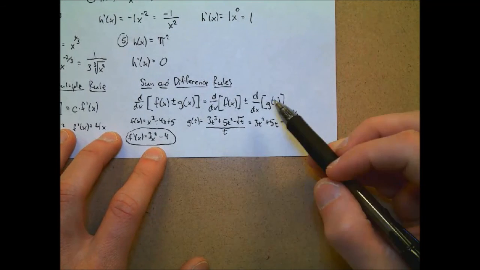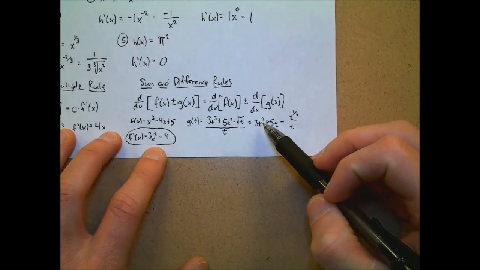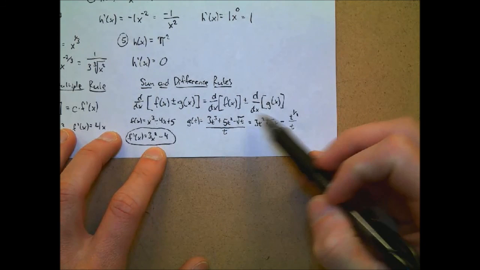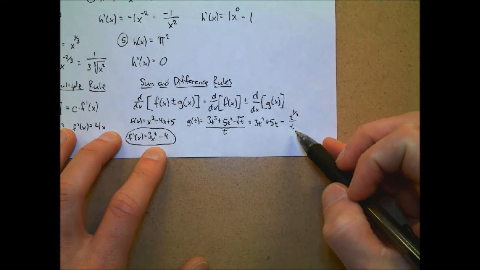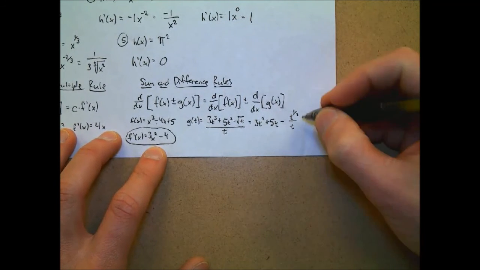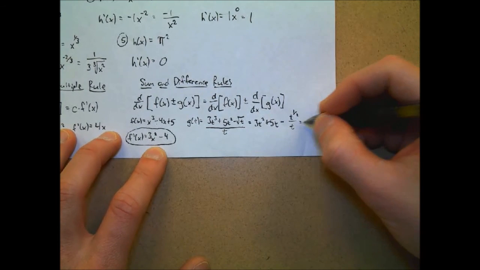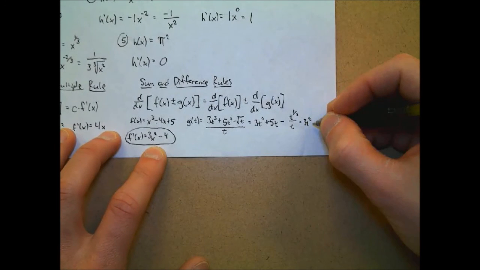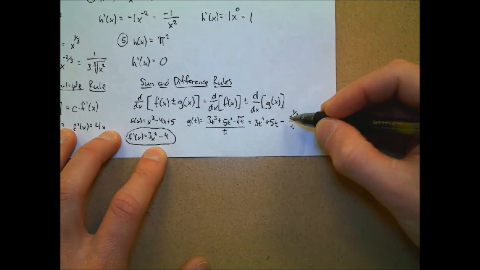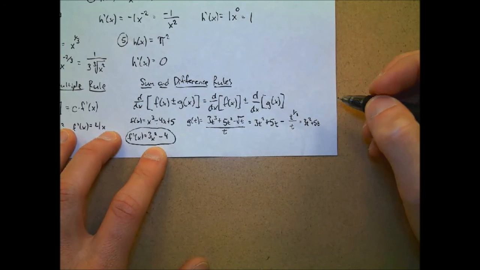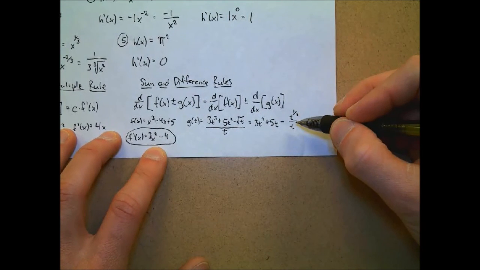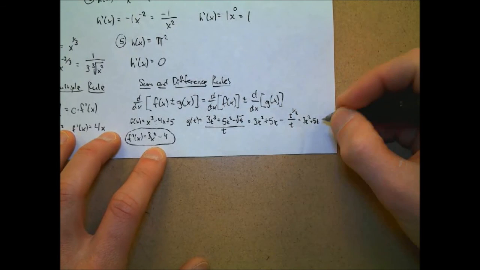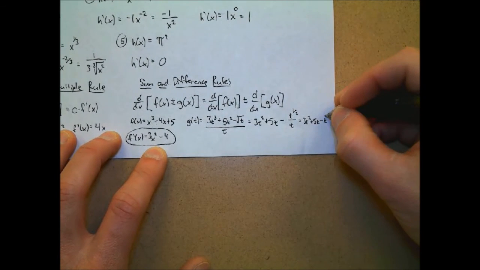So 3t cubed divided by t gives us 3t squared. 5t squared divided by t gives us 5t. And then root t, I change that to t to the 1/2. And what is t to the 1/2 divided by t going to yield? When we divide, what do we do with the exponents? Subtract, so it's 1/2 minus 1, so negative 1/2. So minus t to the negative 1/2. All right.